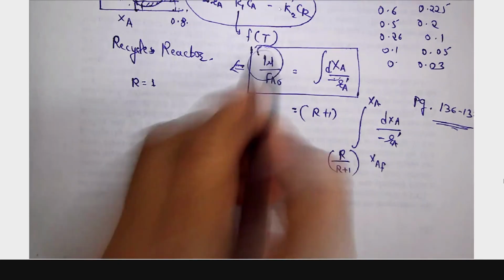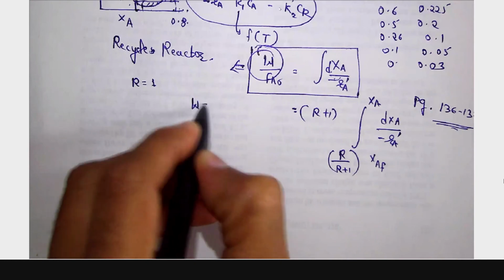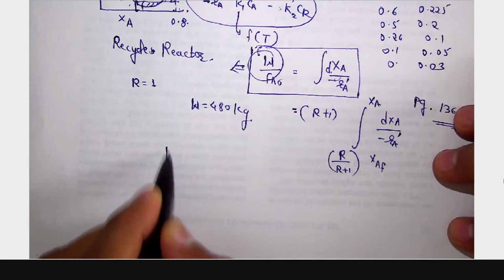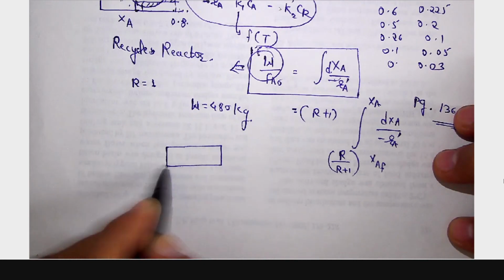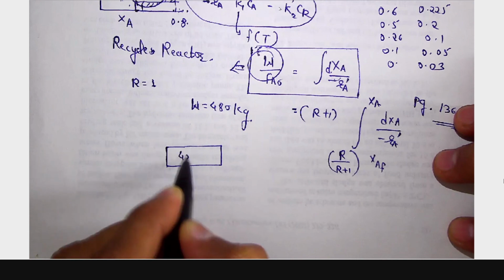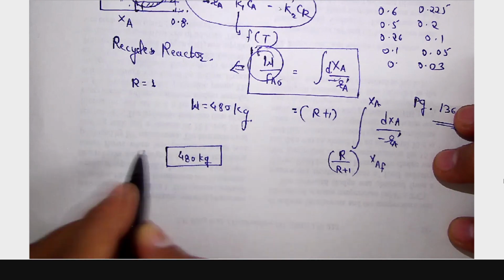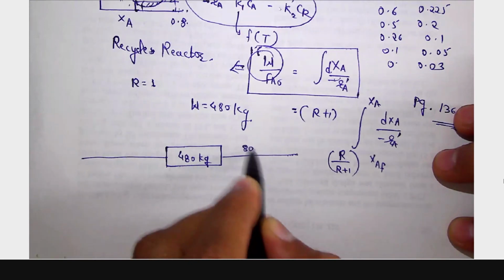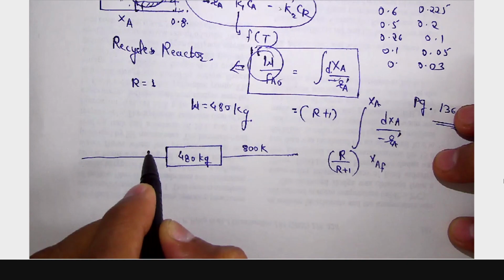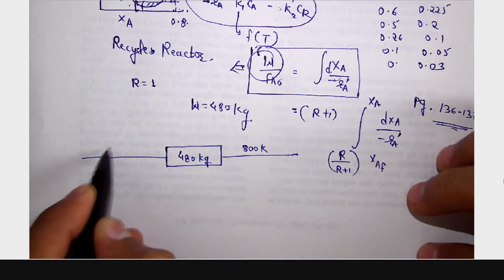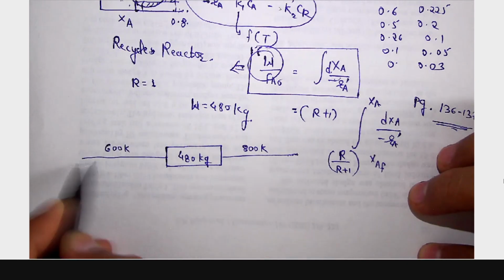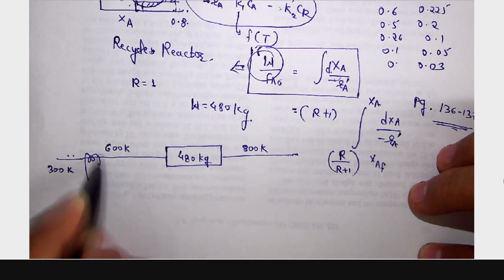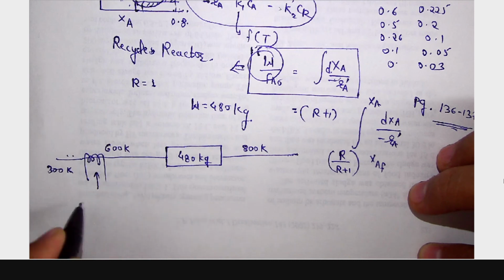In this case, it is coming to be around 480 kg. So finally, the design will be: this is your packed bed, packed with 480 kg of the catalyst. This is your reactor. This is 800 Kelvin. This is 600 Kelvin. This is feed at 300 Kelvin. Here the heating we are providing is 9.6 megawatt.